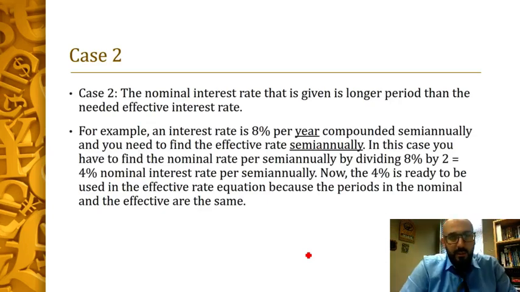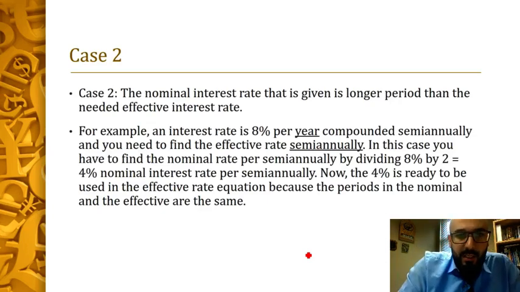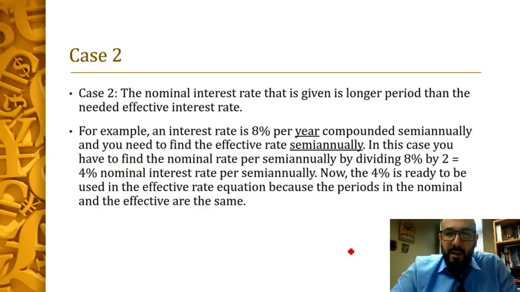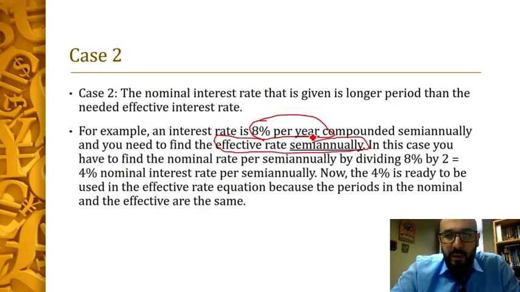Okay, let's take a look at this example. An interest rate is 8% per year compounded semi-annually. Find the effective rate semi-annually. So the nominal interest rate is given as 8% per year, and we're asked to find the effective interest rate semi-annually. So the year and the semi-annual are different. Year is longer than a semi-annual.